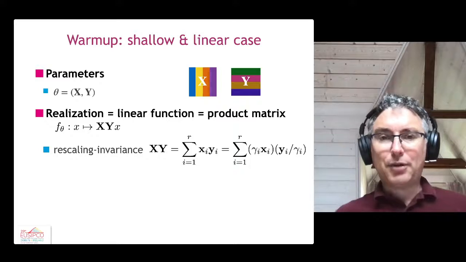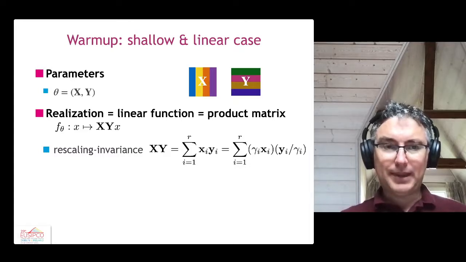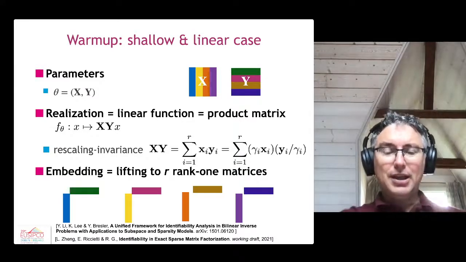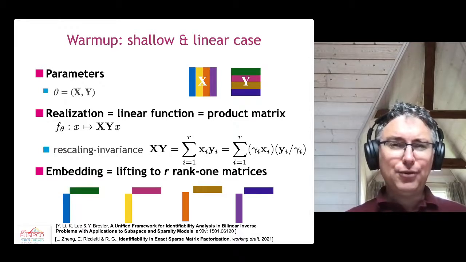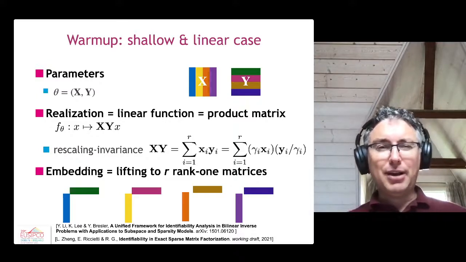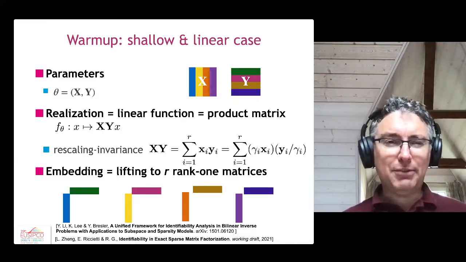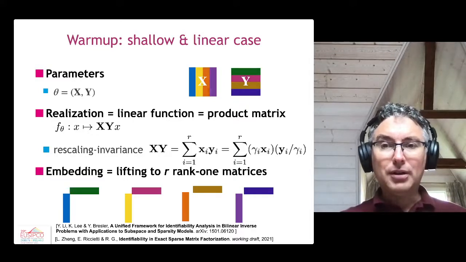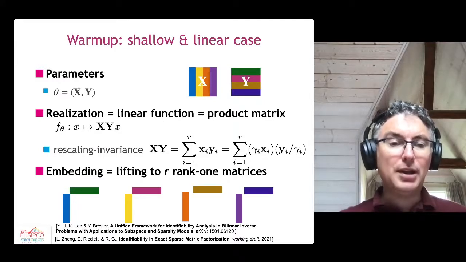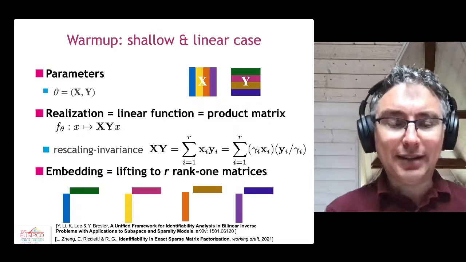But this sum of products remains unchanged if you scale rows of the first and columns of the second matrix. However, it's known that in this setting, we can use a so-called lifting representation. Instead of using x and y as your parametrization, if you use the product of the first column by the first row, etc., you get R rank one matrices. They are no longer subject to these ambiguities by scaling, because if you scale this by a scalar and divide this by the same one, the matrix itself is unchanged. So this is very useful to analyze identifiability problems.